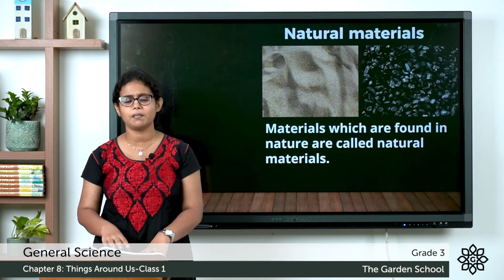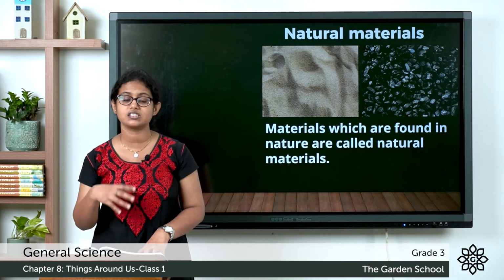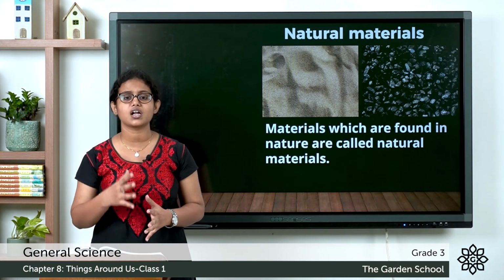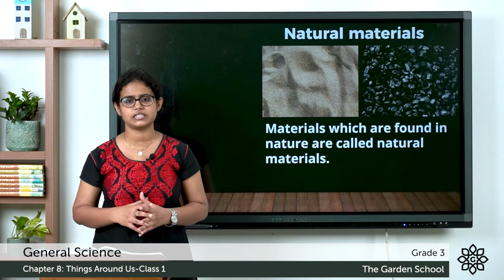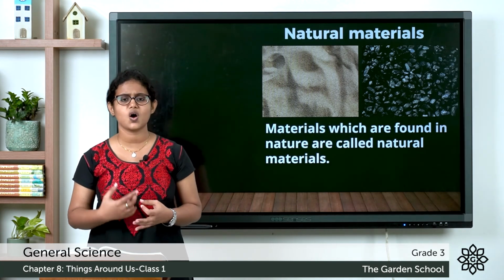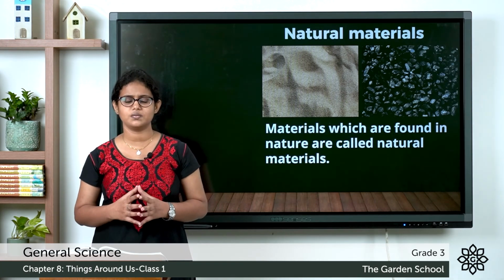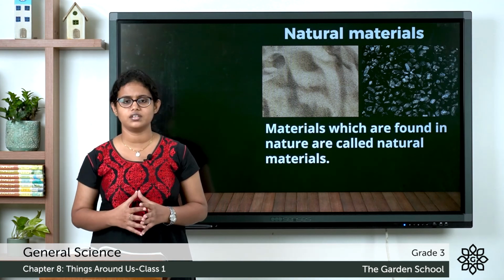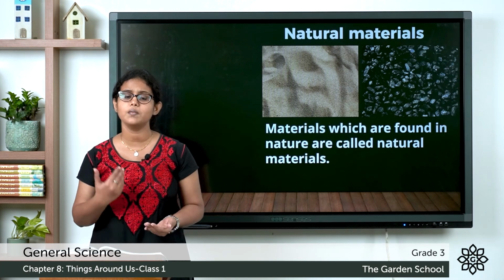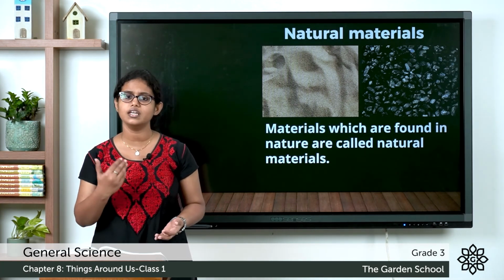The next one is about natural materials. So what are natural materials? The materials that are found in nature. It is the gift of nature. So the materials that are found in nature are called natural materials. For example, wood, water, sand, all these are natural materials. They are in the nature. And we obtain natural materials from plants and animals as well as from earth. So what are natural materials? Materials that are in the nature.